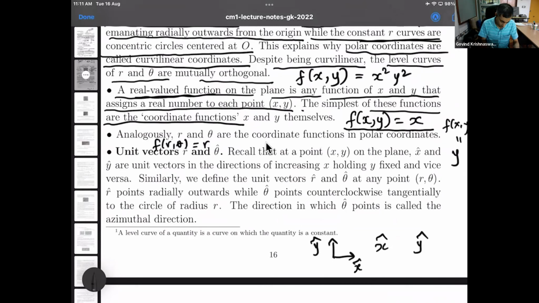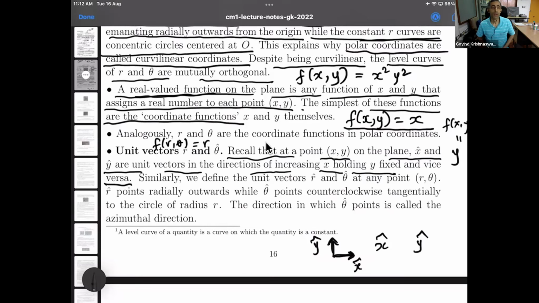So recall that at a point x comma y on the plane, x hat and y hat are unit vectors in the directions of increasing x holding y fixed, and increasing y holding x fixed. Okay, so that is how we would like to think about these two unit vectors.